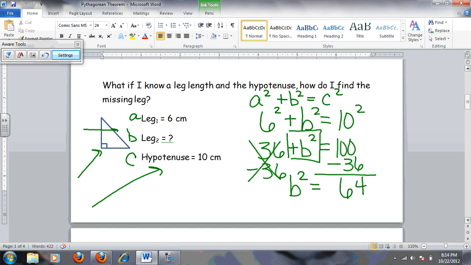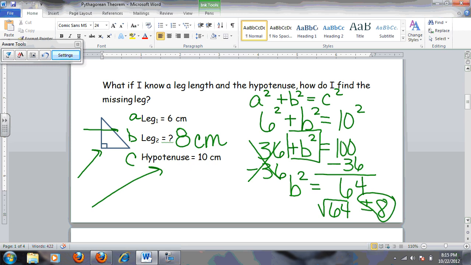Is that what I want to find? So is the leg length 64 centimeters? Nathan says no. What do I need to do? I need to do the inverse of squaring. I need to take the square root of 64, which we found out is positive or negative 8. But since I'm talking about a length here, I'm looking for the positive answer. So the length of leg 2 is 8 centimeters.